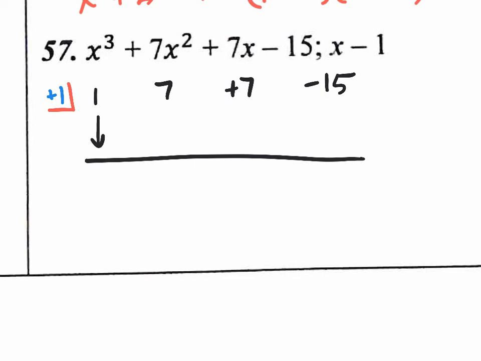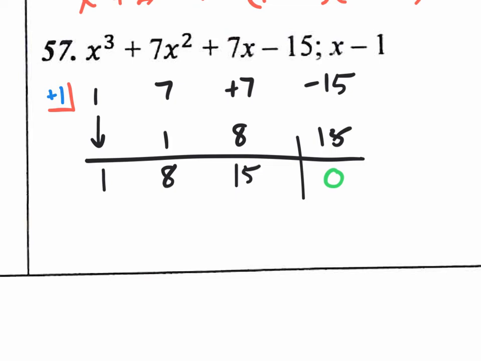So as you come down, 1 plus nothing is 1. As you go up, you multiply. 1 times 1 is 1. As you come down, you add. 7 plus 1 is 8. As you go up, you multiply. 1 times 8 is 8. As you go down, you combine. 7 plus 8 is 15. As you go up, you multiply. 1 times 15 is 15. As you go down, you combine. -15 and +15, that's 0. And again, the remainder is 0.